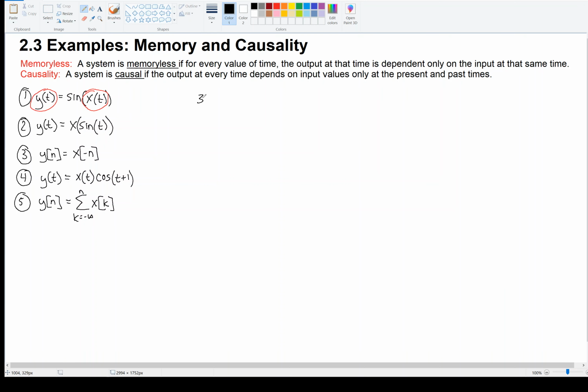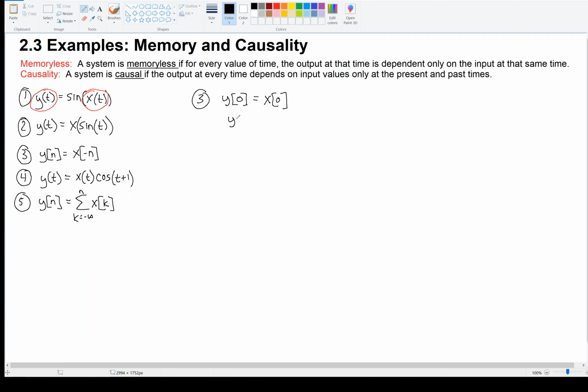Okay, example 3. y of n equals x of minus n. So this is a system that reverses the signal, time reversal. Now we can only plug in integers, so we might plug in 0 because it's discrete. And we would need x of 0. And we say, oh yeah, that could be memoryless then. I want the output right now at time n equals 0. All I need is the input at time n equals 0.